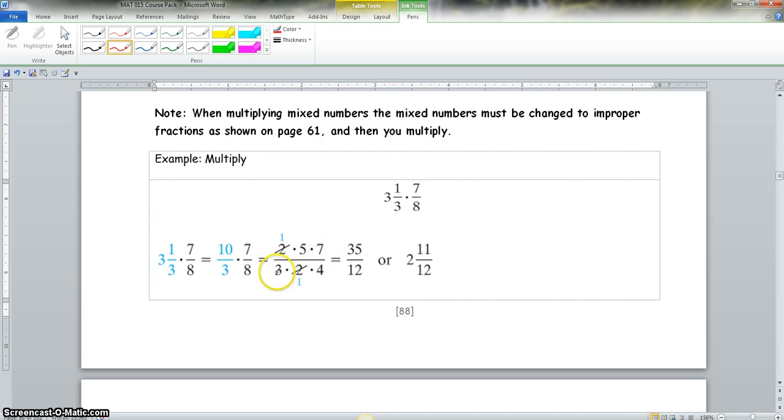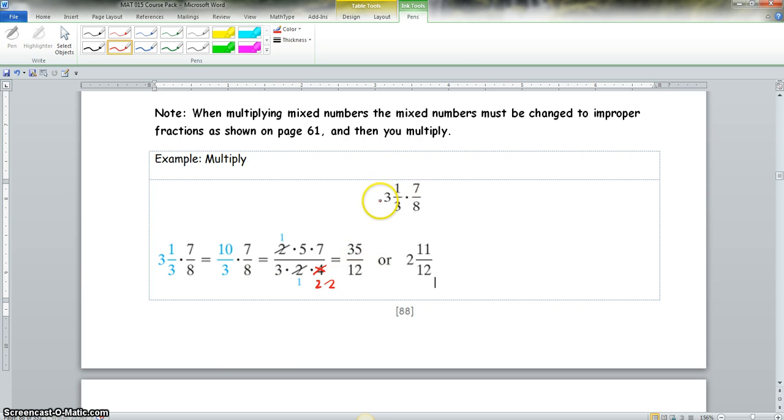Then we would carry over our 3, which is already prime, and we would take 8's prime factorization, which is 2 times 2. So let me write that here. So now what happens is this here. These 2's will simplify out. This is the only thing that our numerator and denominator have in common. So 5 times 7 is 35. And we have 3 times 1, which is 3, times 2 times 2, which is 12.